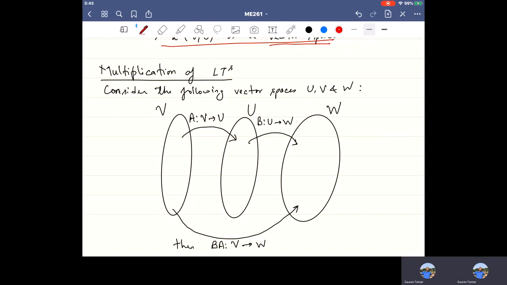Now let's say there are three vector spaces U, V, and W. We're marking them here as three sets on a Venn diagram: vector space V, vector space U, and vector space W. Let's say A is a linear transformation belonging to the set of linear transformations from V to U. Whereas you take another linear transformation B, from the set of linear transformations mapping U to W. Then you can think of it as, okay, there was a vector V which got mapped to U, and then using B, you mapped it to another vector W, right?